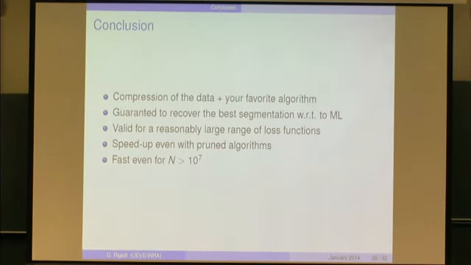And here are some conclusions. So this is just what I said. The compression scheme is valid for many models and also many algorithms. If you first do the compression and then use an exact algorithm, you will get the maximum likelihood estimate. As I said, it's valid for a reasonably large class of loss functions. It leads to a speed up of the total runtime, even with pruned algorithms, essentially because they do not capture the fact that you should not consider plateaus for change points. And as I showed in the last example, you can run this on more than 10 million data points and still get a result in a matter of minutes.